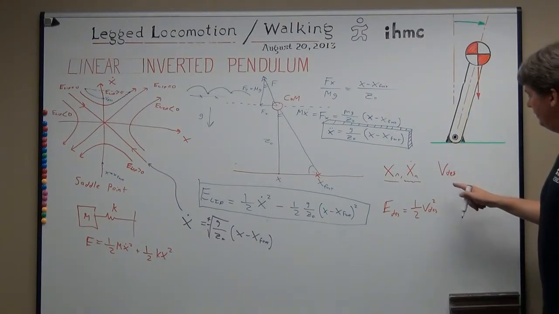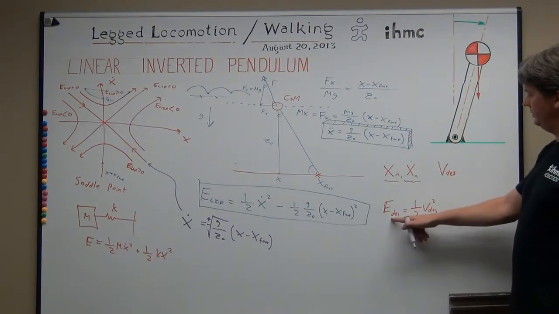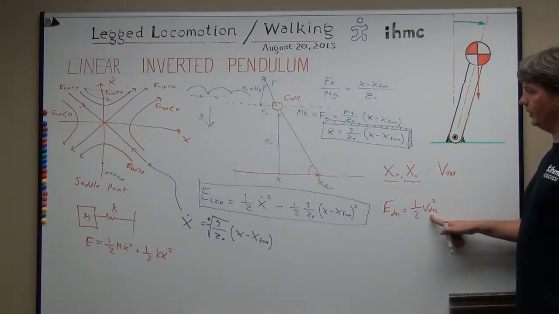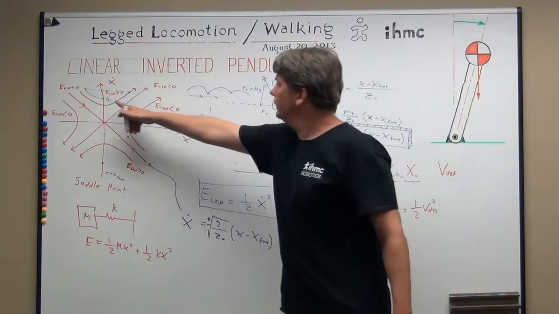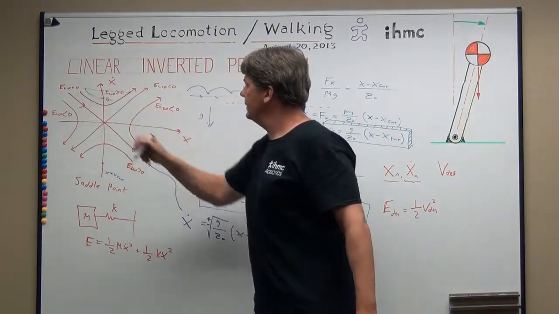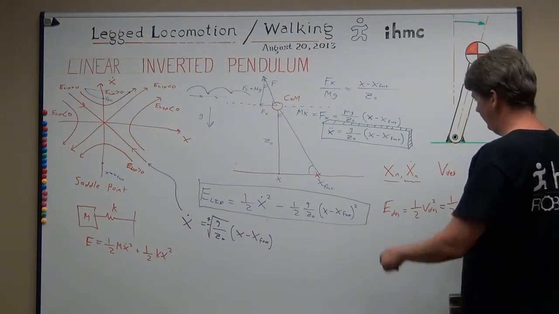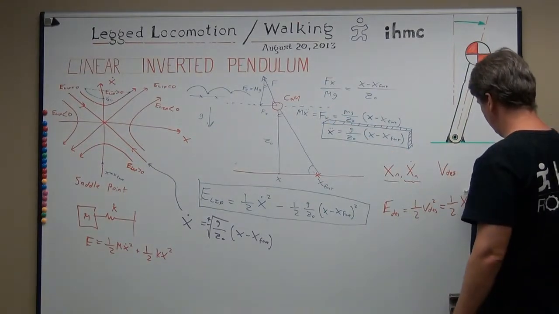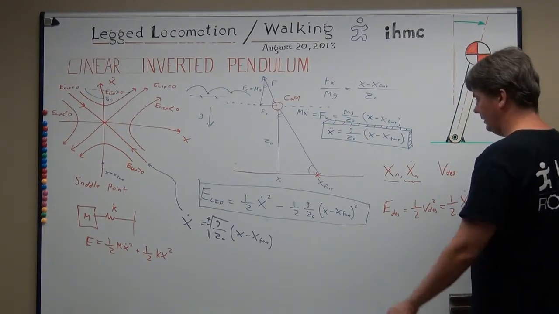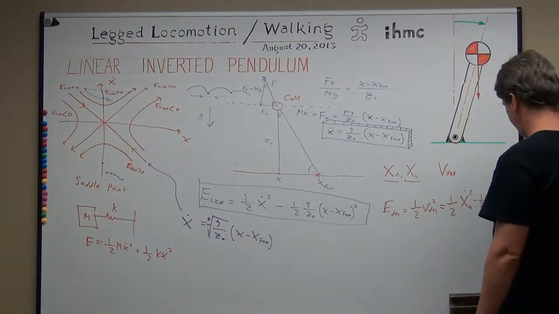Yep. Okay, so at the top of pendulum, we'll have a desired velocity. So the linear inverted pendulum at that point will be 1/2 V desired squared. Okay, so that's that point there. But the energy is going to be constant along this whole path. So that's going to be the same as the energy there, which is going to be 1/2 the current velocity, x dot n squared, minus 1/2 g over z naught x minus x foot.